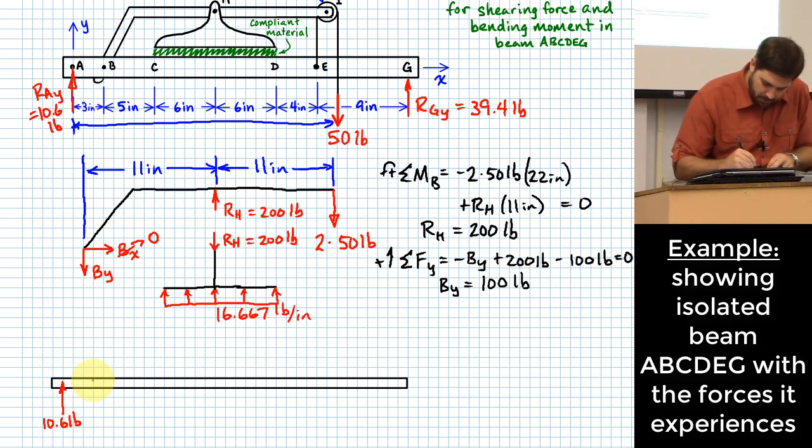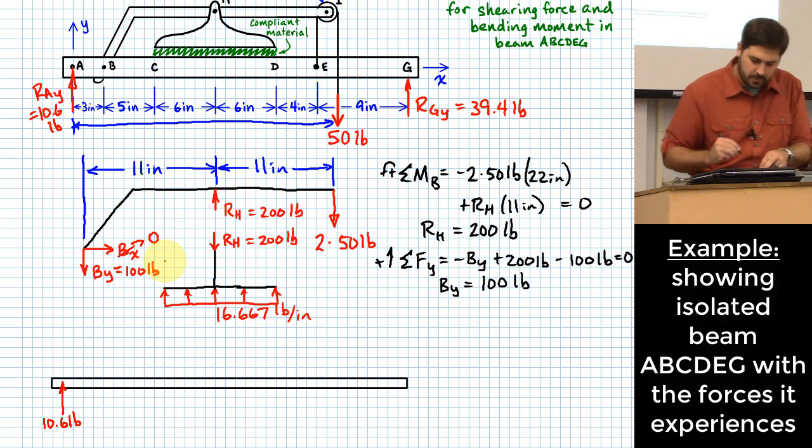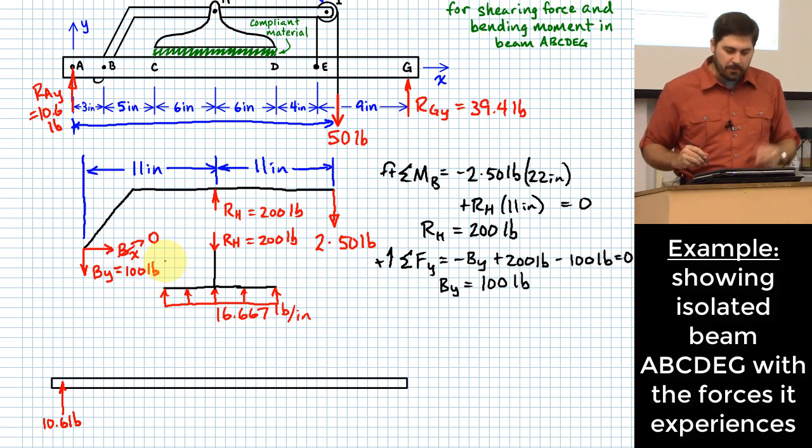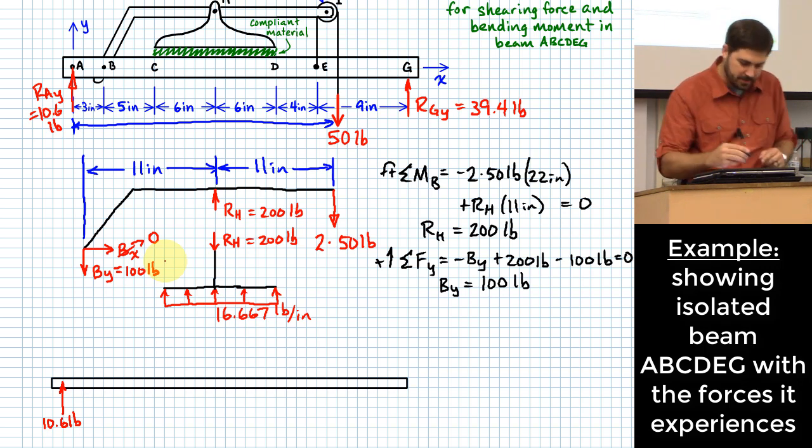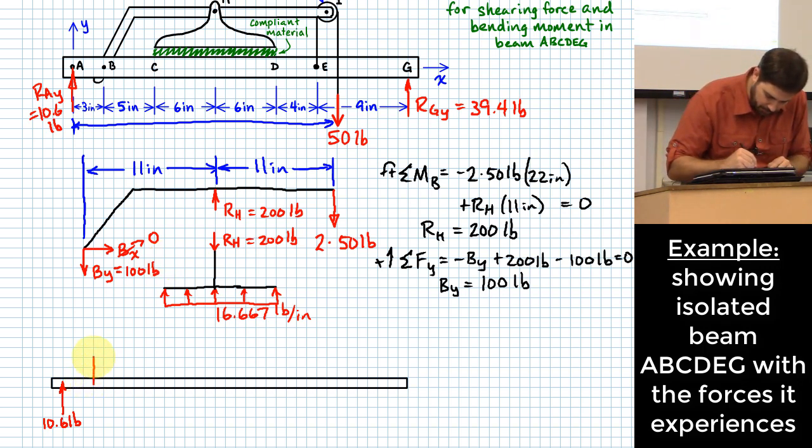At B, what do I have? Keep in mind, BY right here was what? 100 pounds? So what should happen at B for the other part? Equal magnitude, opposite direction, right? So I would have an upward force here of 100 pounds.